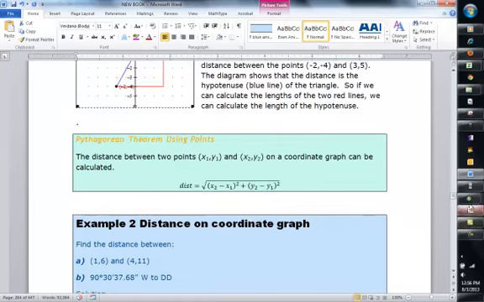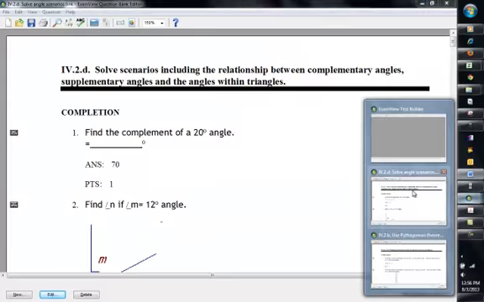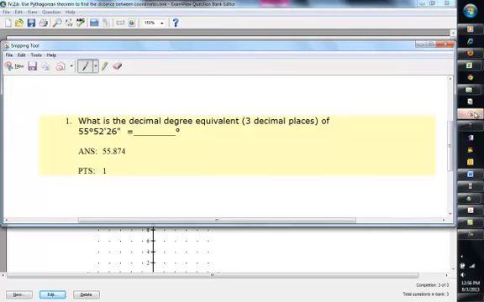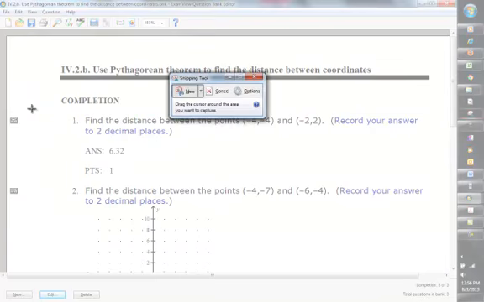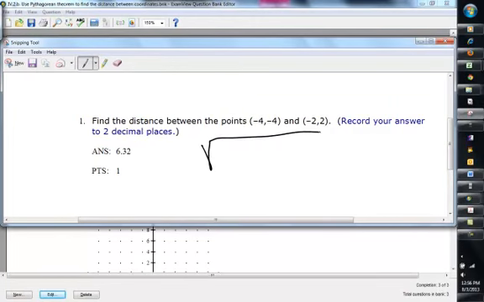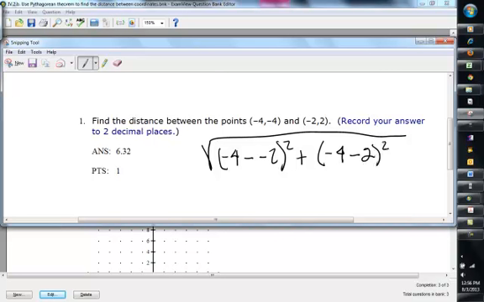So let's see an example of that in progress. Find the distance between the points -4, -4, and 2, -2. So we're going to take the square root of -4, that's the first x, minus -2 squared, plus -4, that's the first y, minus 2, that's the second y, and squared.